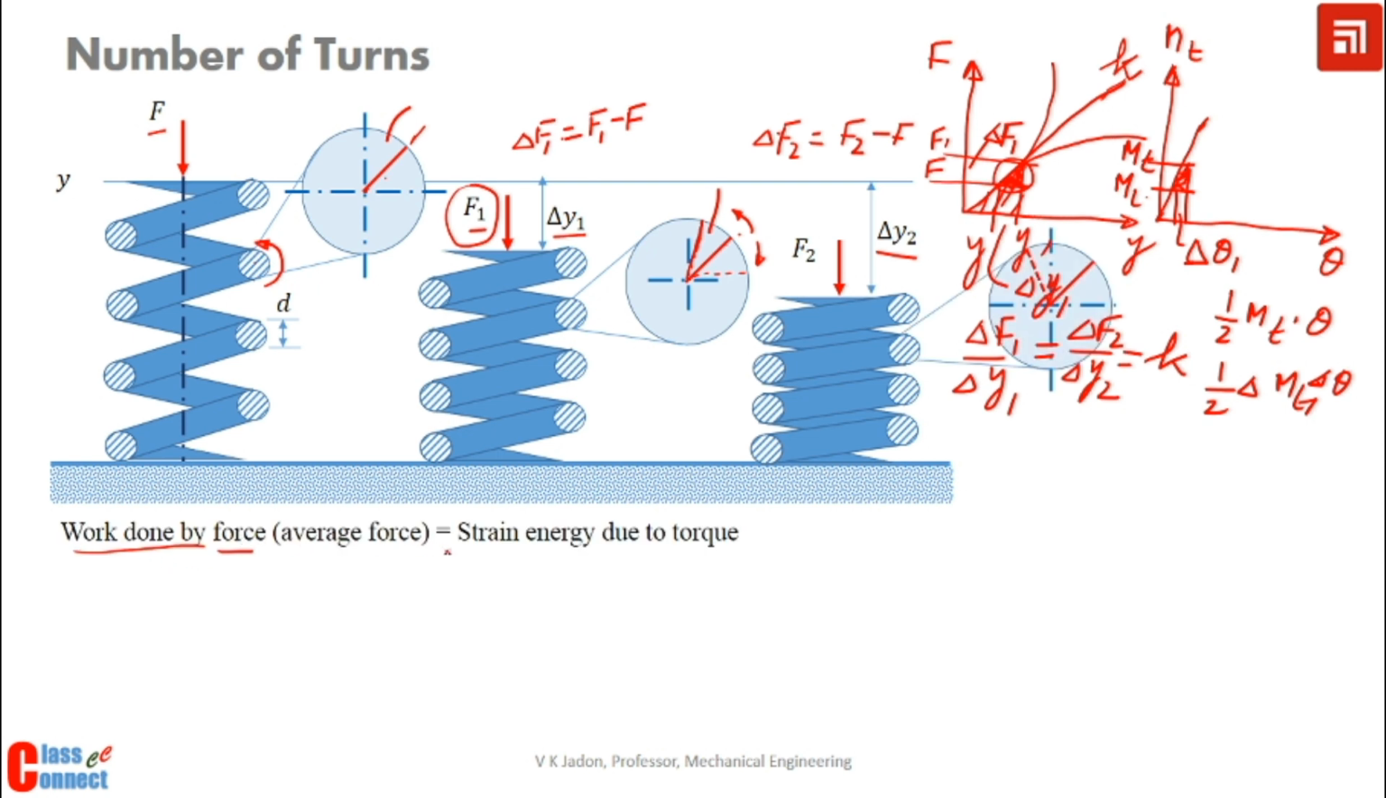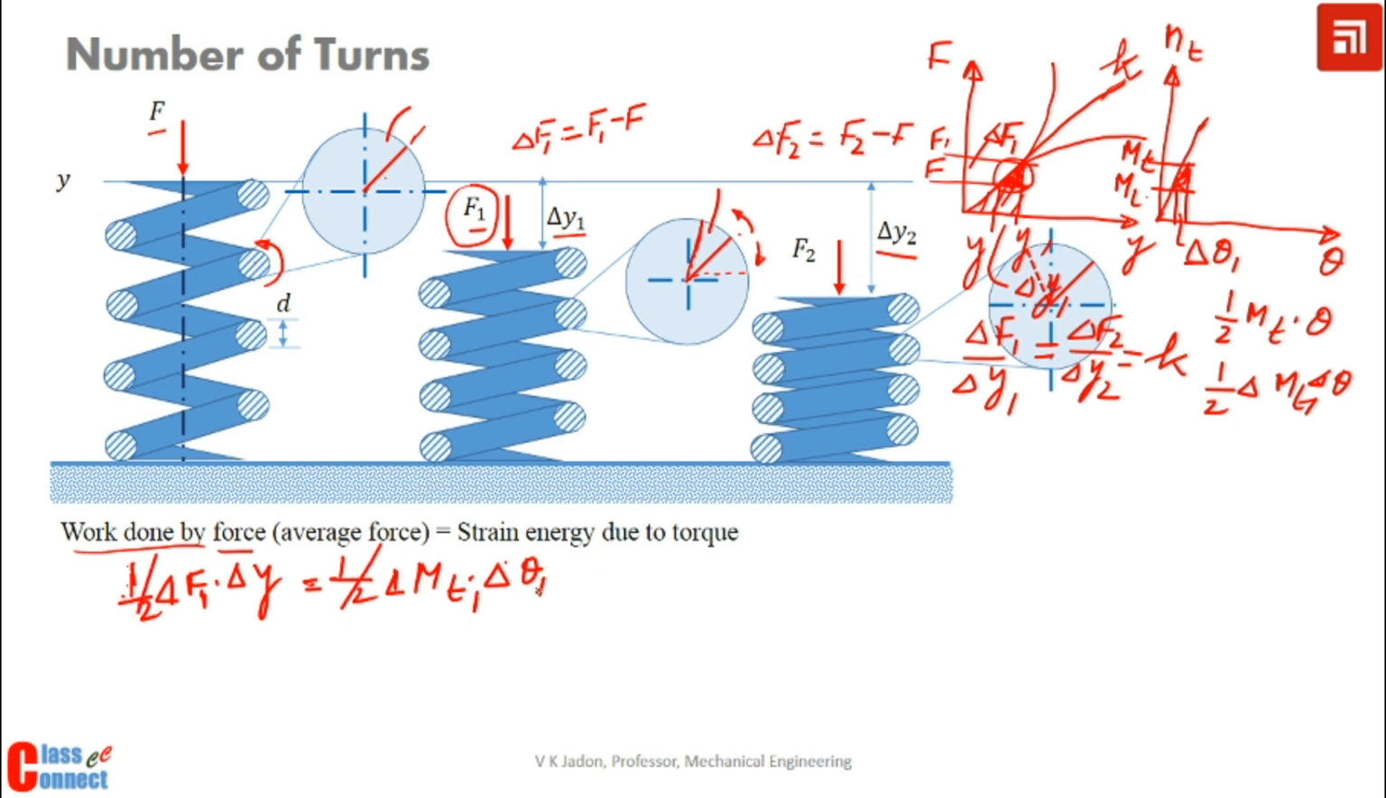So work done by the force is equal to the strain energy due to the twisting moment. So we can write this as half delta F into delta y is equal to half delta MT into delta theta 1, or we can call it delta MT1. Here we can call it delta F1. Half and half will cancel out.